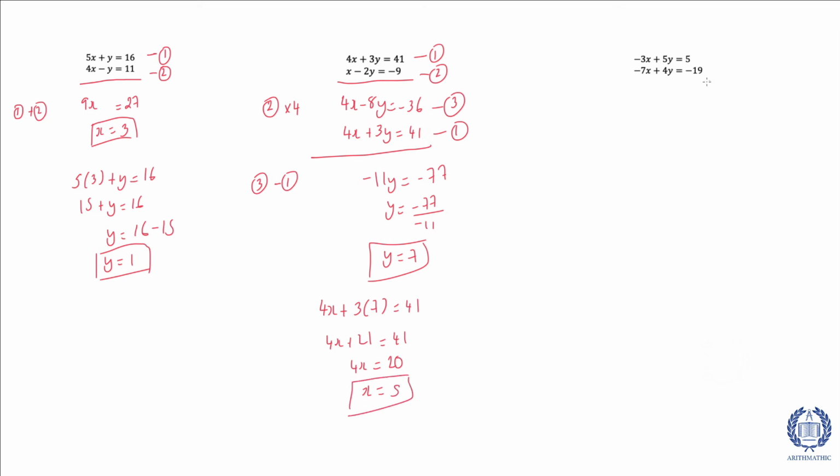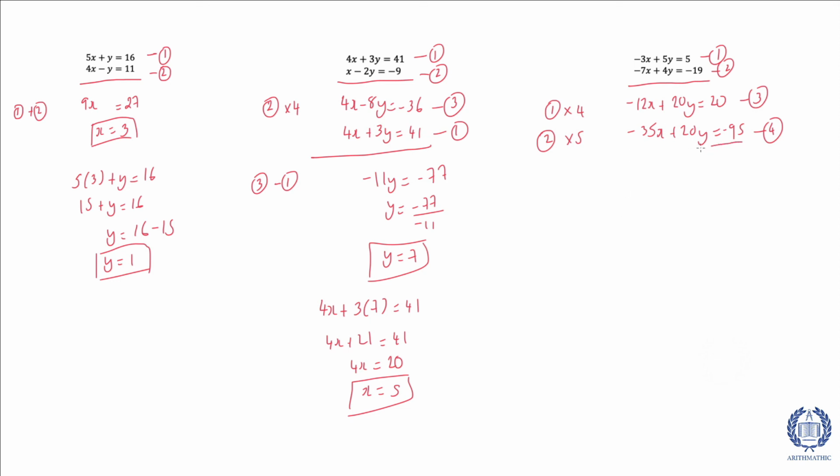Now the third one, we're going to again label this as equation 1 and 2. I'm going to make y the same. So I'm going to make that to be 20. So I'm going to say equation 1 times 4. So if I times everything by 4, that's going to be what? Minus 12x, 4 times 5y, 20y, and then 4 times 5, 20. Equation 3. Now for equation 2, for me to get that 4y into 20, I'm going to times that by 5. So that's going to be minus 35x plus 20y equals 45 times 5 is 95. Equation 4, right?